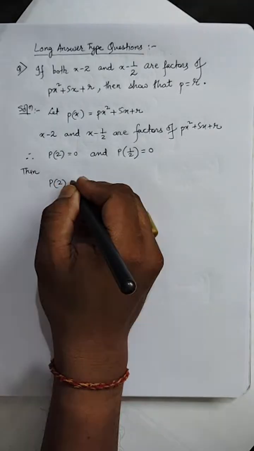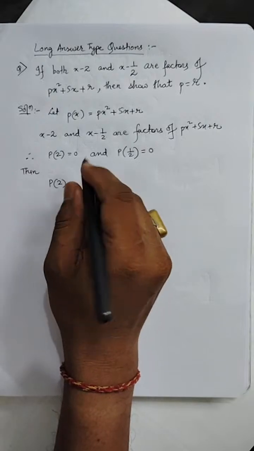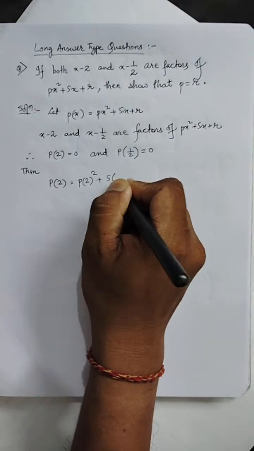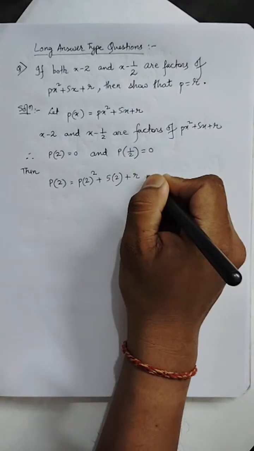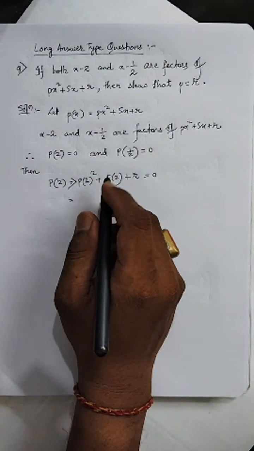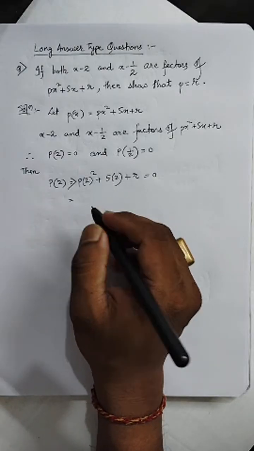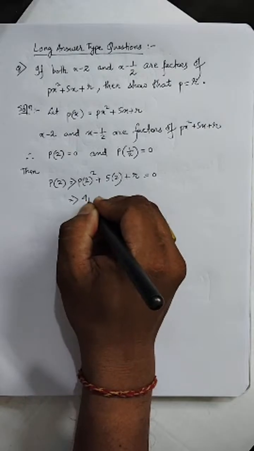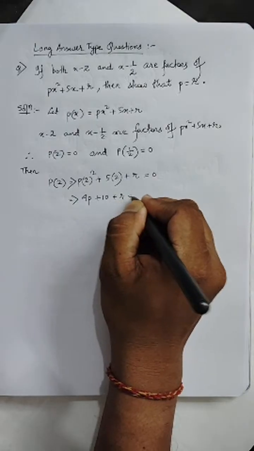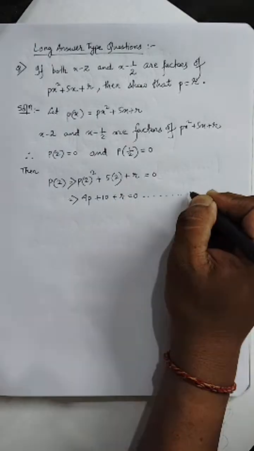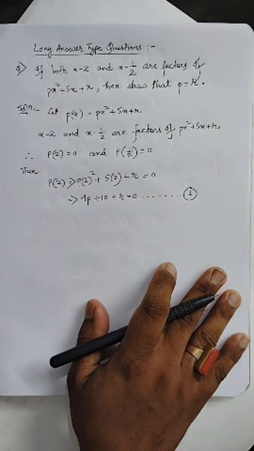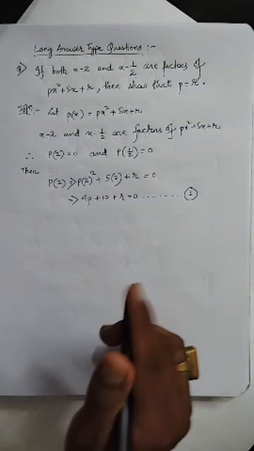So I will just put an implies sign here, or let me write it first. P into 2 whole square plus 5 into 2 plus r. So this is equal to 0. So I will put an implies sign here. So we'll have 2 into 2 is how much? 2 into 2 is 4p. Then 5 into 2 is 10 and plus r is equal to 0. So we'll name this as equation number 1.